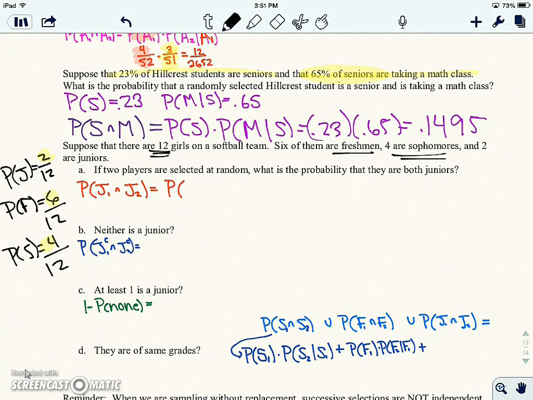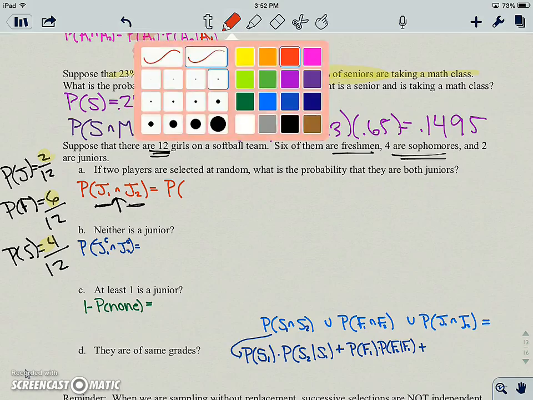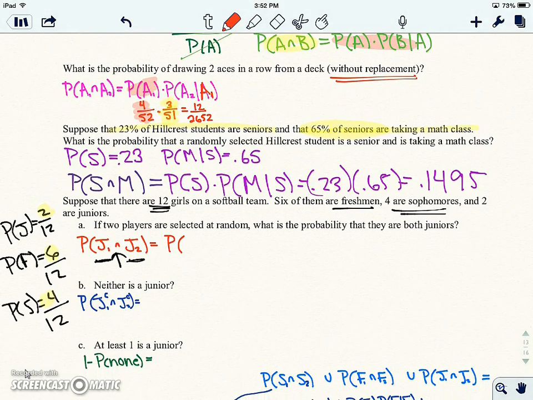So it says, what is the probability that if we randomly selected 2 players, they are both juniors? So we have the first one as a junior, J subscript 1, meaning the first one, and the second one. Okay, so that's our formula. Go right back up to our formula, which would be the probability of the first one being a junior times the probability of the second one being a junior, given that the first one was a junior. And now we'll just fill that in. So the chance of the first one being a junior is 2 out of 12. If the first one was a junior, there are only 11 kids left and 1 junior left. So 2 out of 132.